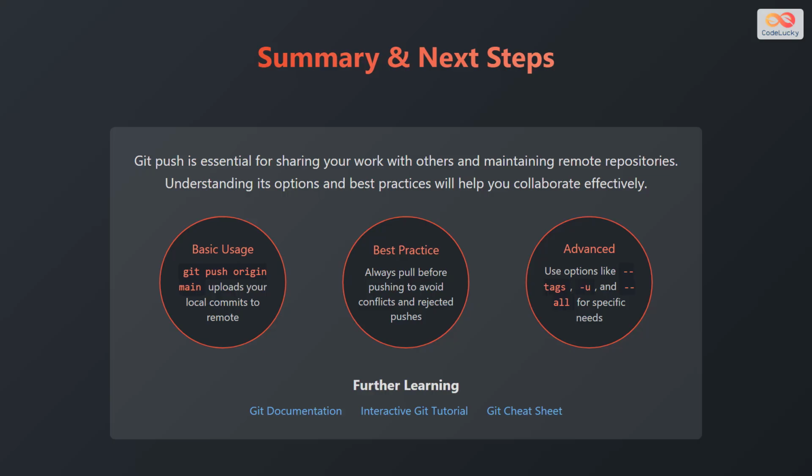In summary, Git Push is essential for sharing your work and maintaining remote repositories. Understanding its options and best practices is crucial for effective collaboration. Some key points to remember are: the basic usage of git push origin main uploads your local commits to the remote repository. Always pull before pushing to avoid conflicts and rejected pushes. Explore advanced options like --tags and --all for specific needs. For further learning, you can refer to the official Git documentation, interactive Git tutorials, and Git cheat sheets. Happy coding!